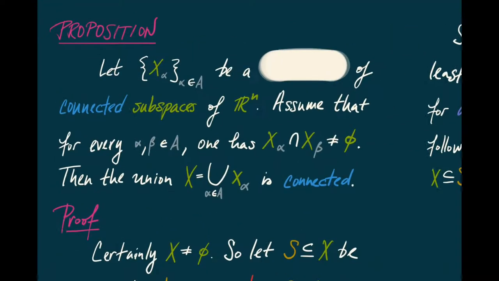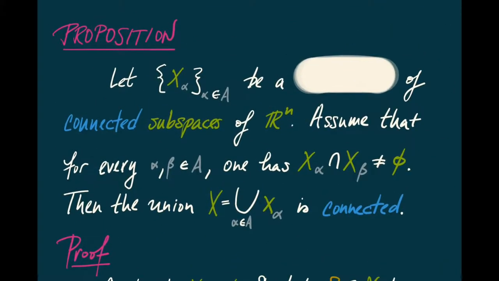So here's the proposition. Let X alpha be a family of subspaces of Euclidean space, and assume that for every alpha and beta in A, X alpha and X beta intersect. Then if all of these X alphas are connected, their union will be connected as well. Here's the proof.